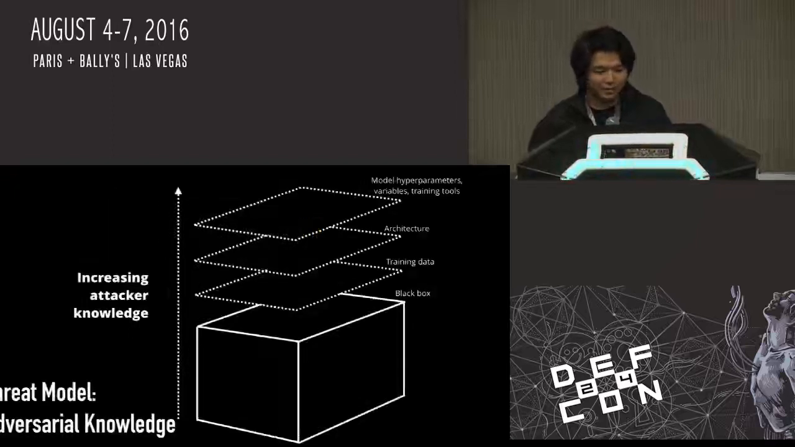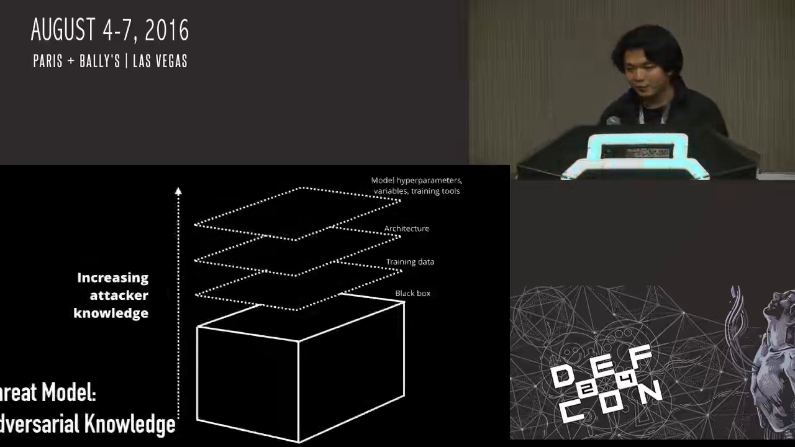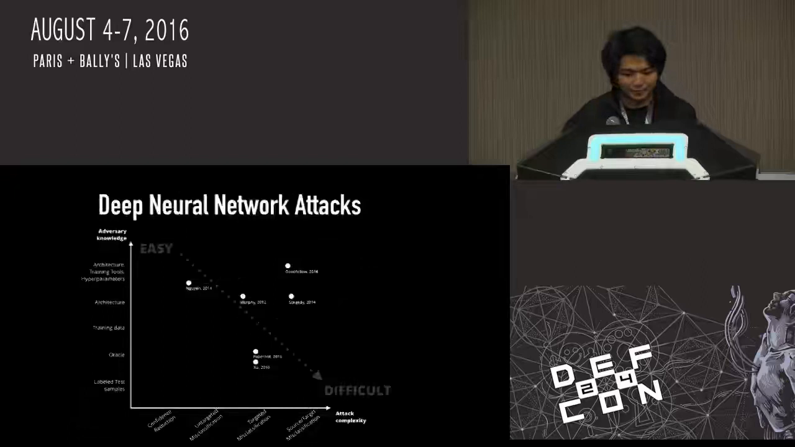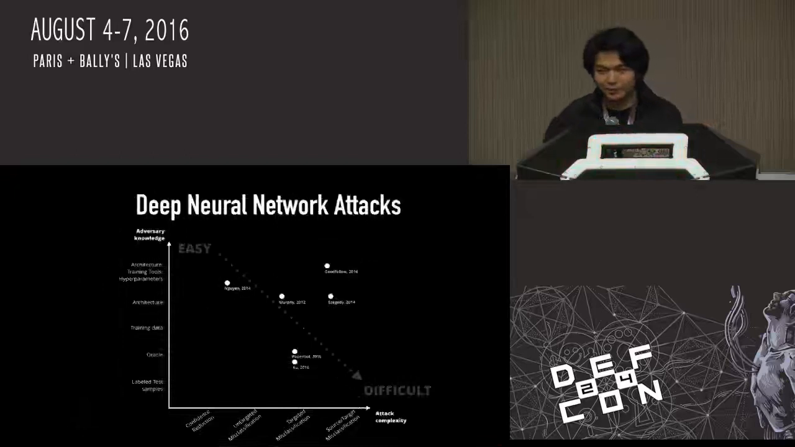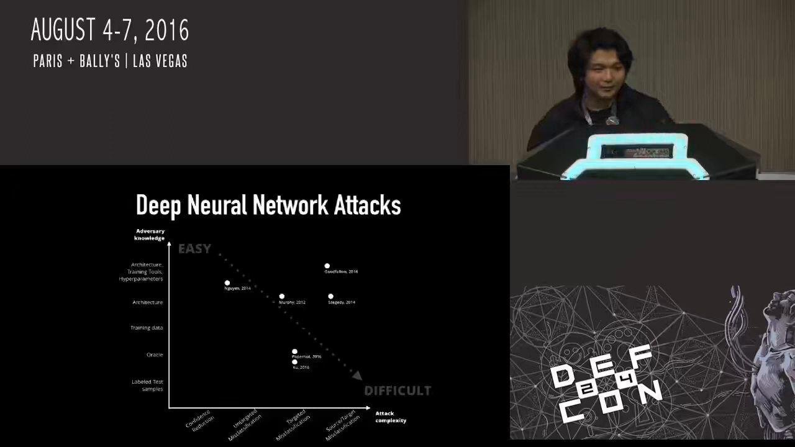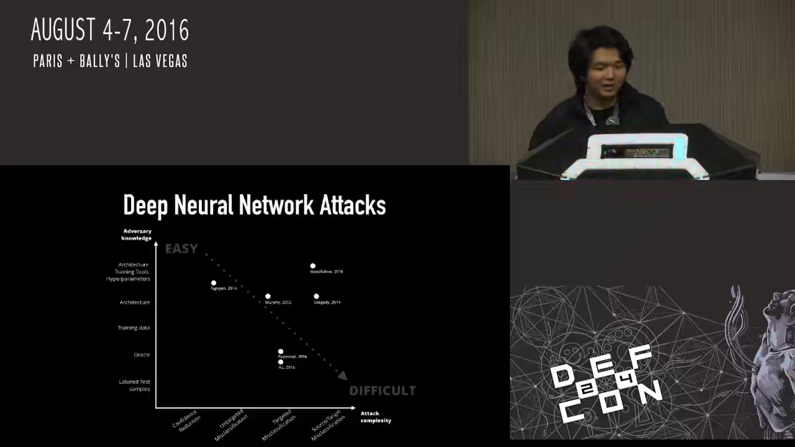So we'll look at the threat model. The more you know about the model, of course, the better you can do against something like this. If you know a lot about the architecture, if you know the training tools used, even the framework or library used, then you can simply use that and train the model and generate some adversarial images, and you'll be good. So that's easy. The hard thing is when you have only labeled test samples.